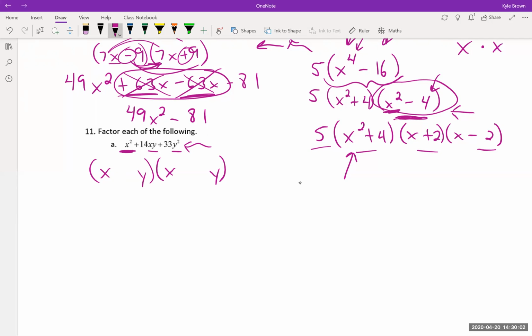But now we're still going to do the same thing. We're going to say, what numbers multiply to 33 and add to 14? Well, that's just 11 and 3. So 11 and 3, and they're both positive. So there you go. That'd be it. That'd be your answer in that one.